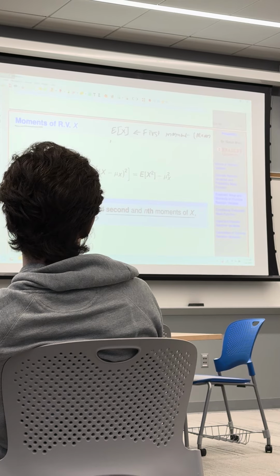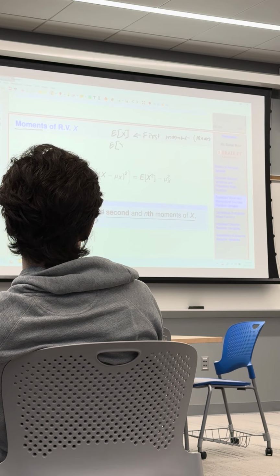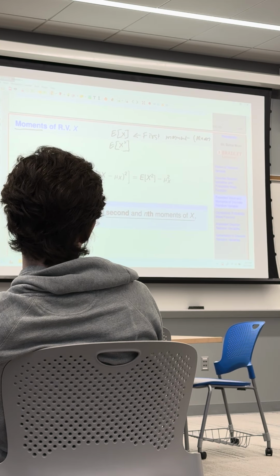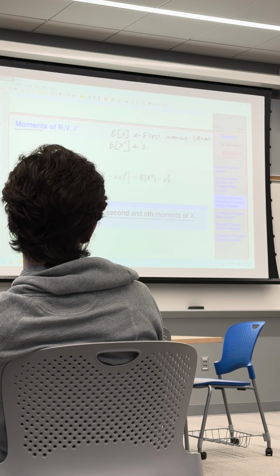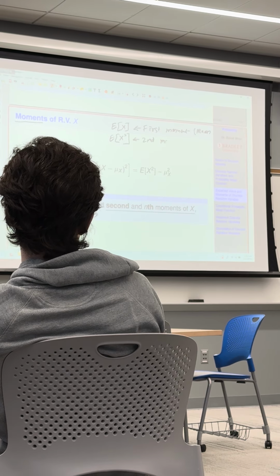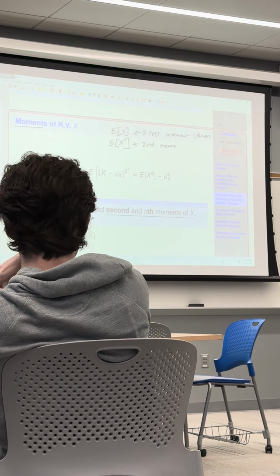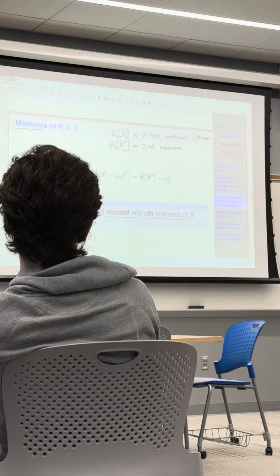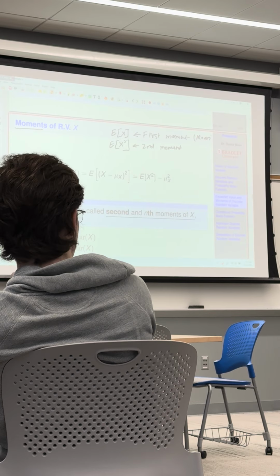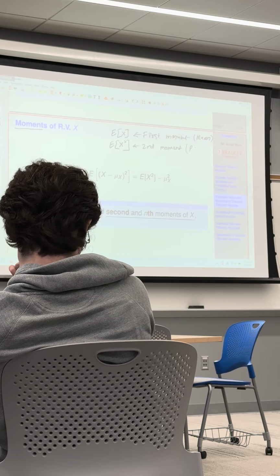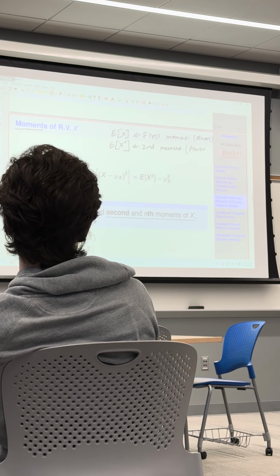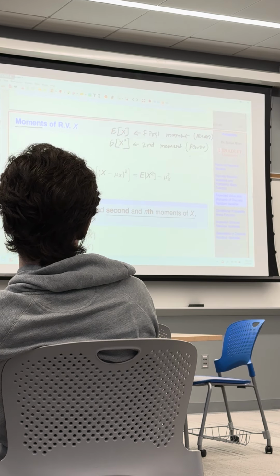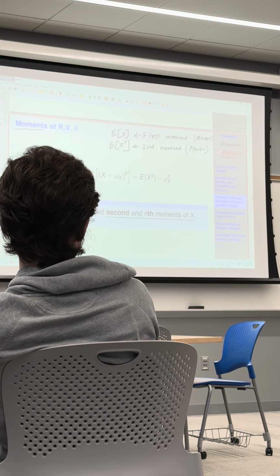The second moment is the expectation of x squared. Now, if you apply expectation on the square of a random variable, what does it mean practically? It means it is power. You are basically finding the power of random variable x.